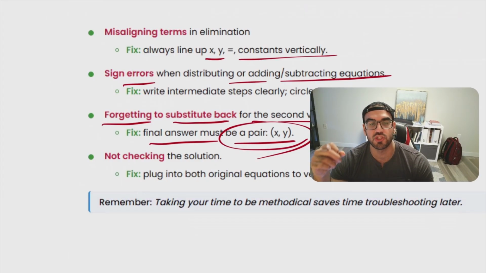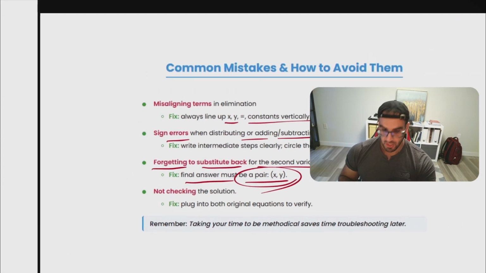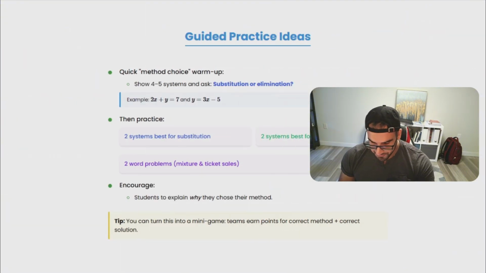And at the end, not checking. So this is the double check problem. Whenever you find your X and Y, make sure to check both of those answers inside each of those equations. And at the end, you should have the same number itself. So try to avoid all of these problems.